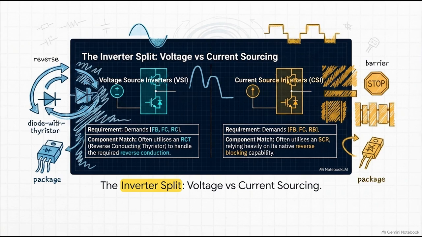For a voltage source inverter, we need that reverse conduction, right? So engineers often use a reverse conducting thyristor, or RCT. It essentially has a diode built right into its physical structure to handle that reverse flow. But on the flip side, for the current source inverter, because we absolutely demand reverse blocking, the SCR is the go-to. It relies on its native structural ability to block reverse voltage. It's the exact same goal, making AC from DC, but totally different switch selections just based on those foundational states.